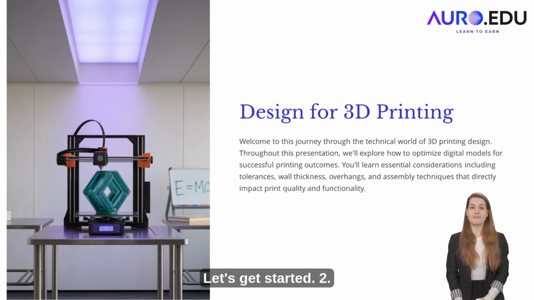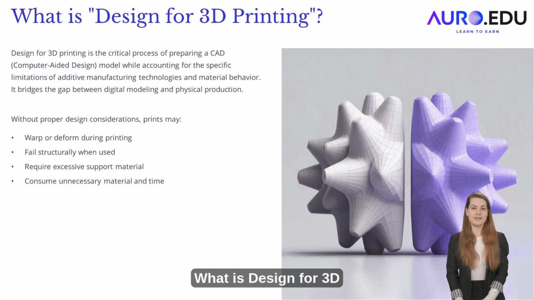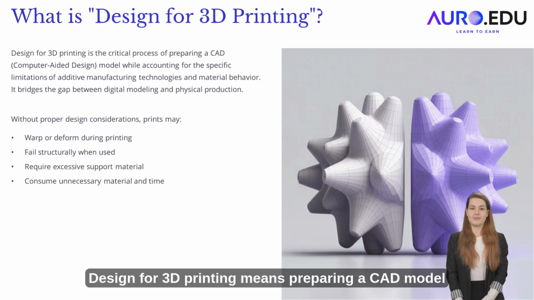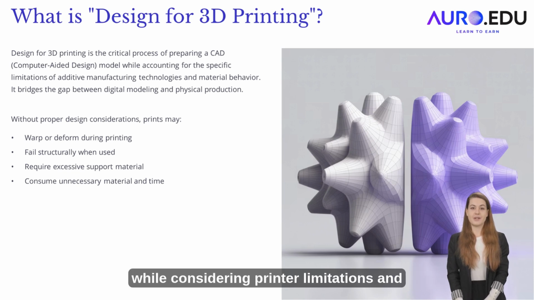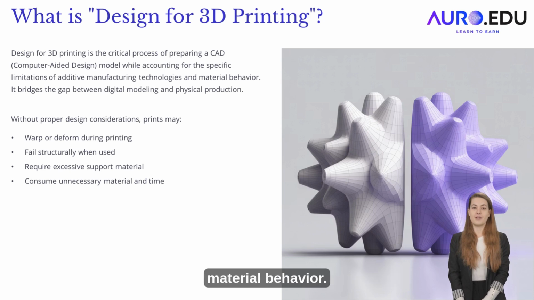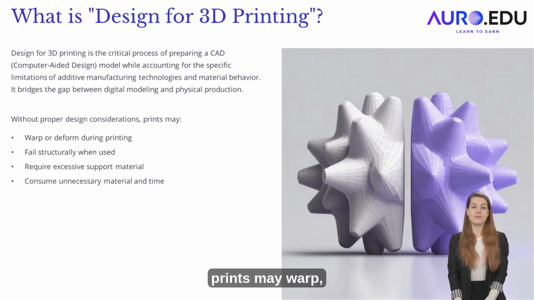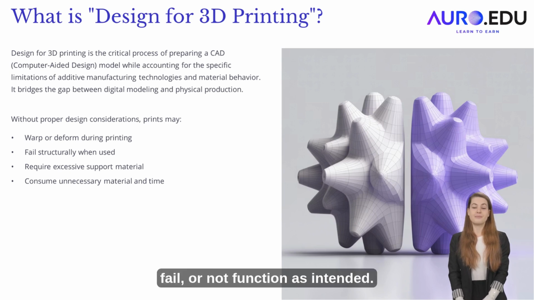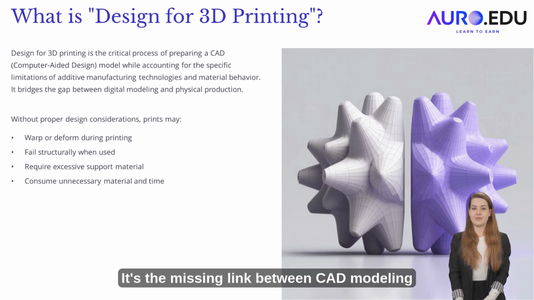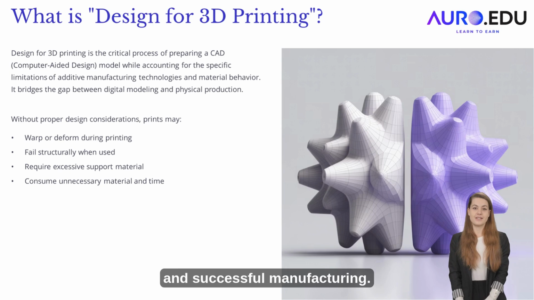Let's get started. 2. What is Design for 3D Printing? Design for 3D printing means preparing a CAD model while considering printer limitations and material behavior. It ensures that what you model on screen can actually be printed well in the physical world. Without thoughtful design, prints may warp, fail, or not function as intended. It's the missing link between CAD modeling and successful manufacturing.